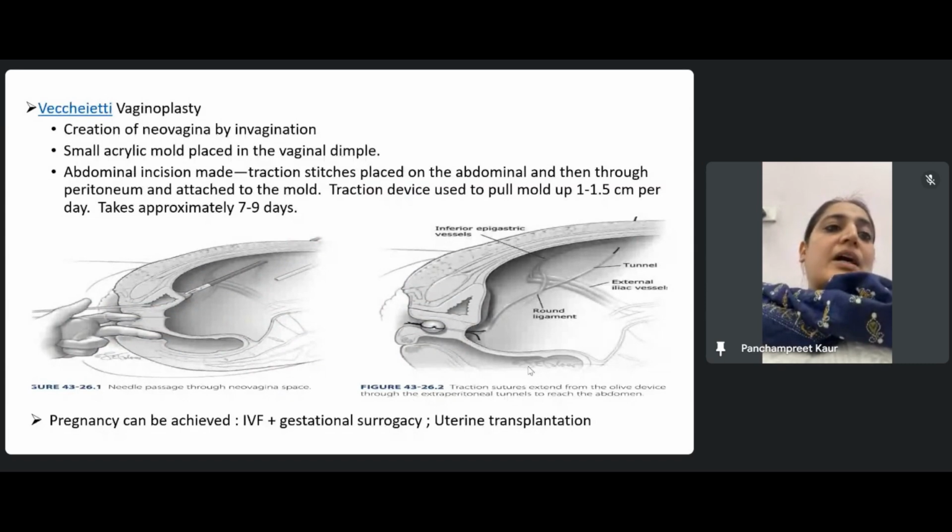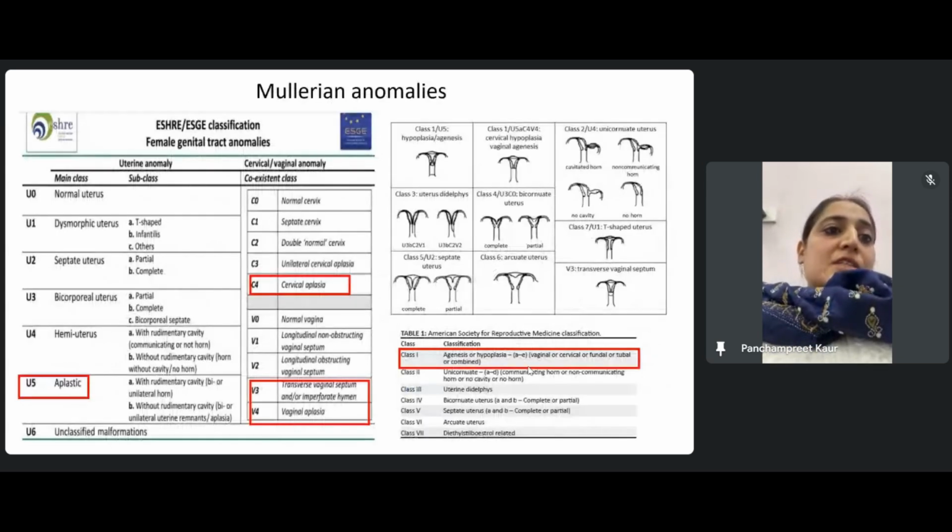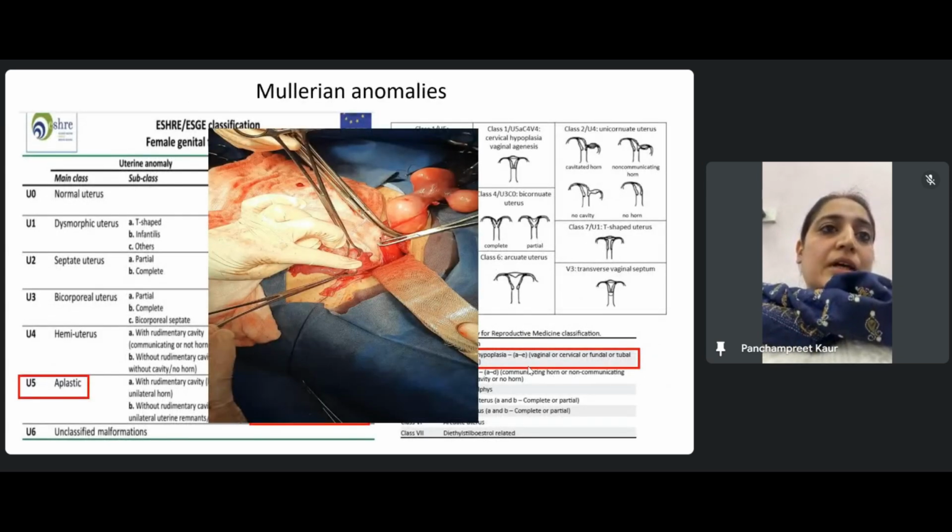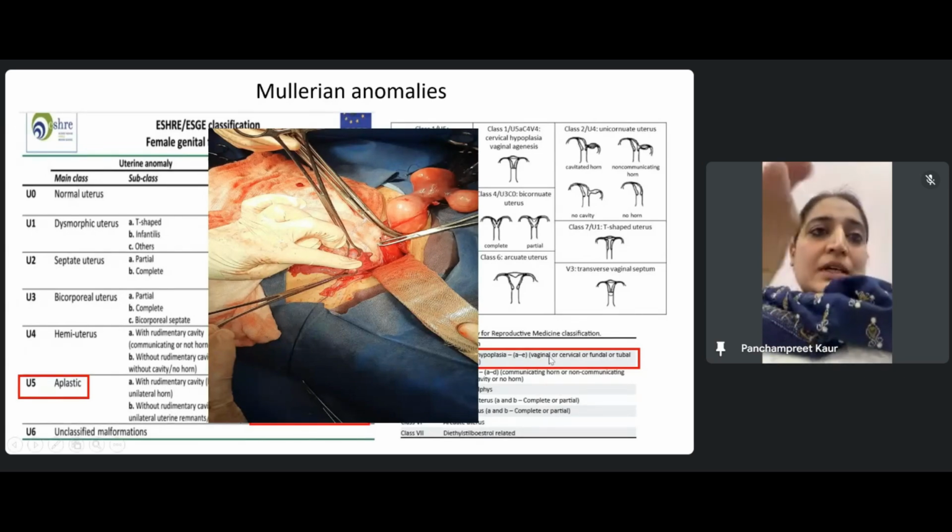In these patients, if we need to achieve pregnancy, it can be achieved by IVF with gestational surrogacy, and in some centers, uterine transplantation. Not going into the details, but here is a very interesting case. This we operated around 1 month back. This patient actually had utero-cervical vaginal agenesis. So this was a malformed, very small bicornuate uterus.